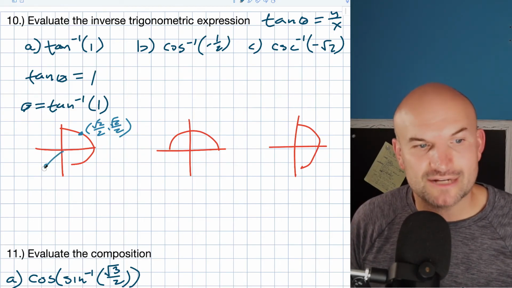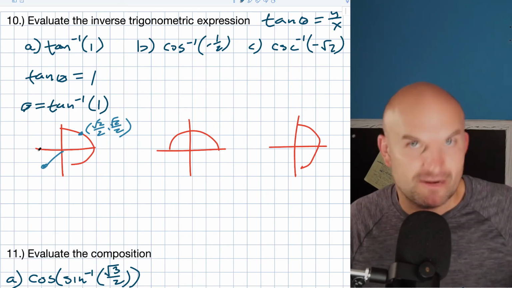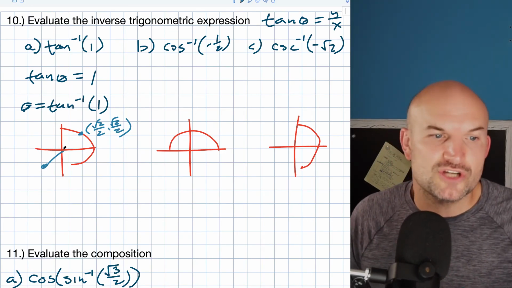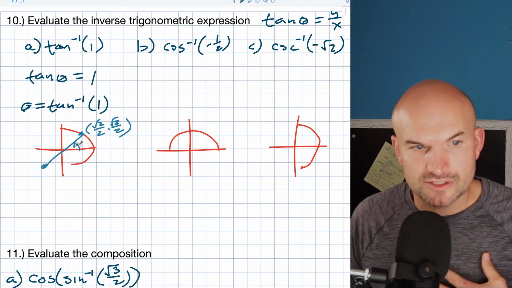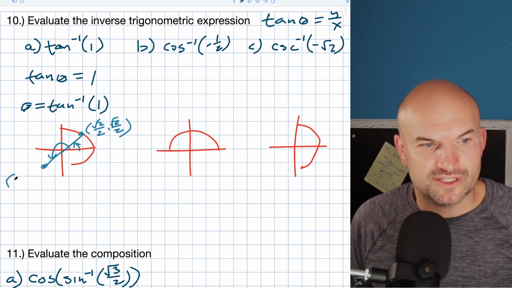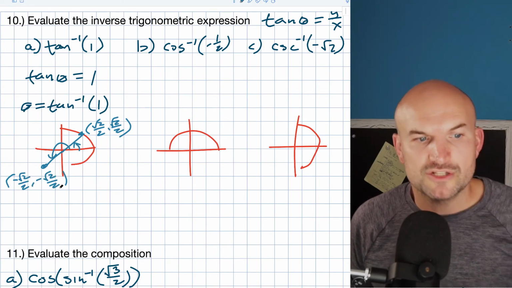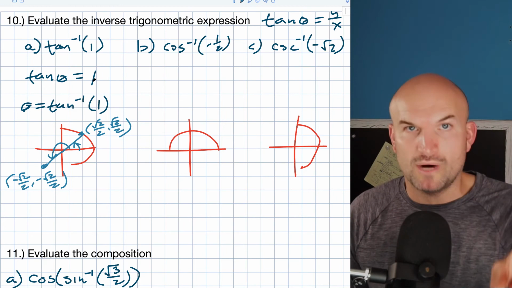I can't use this angle over here because you can see that's not within the restriction. I can't use 3 pi/4. And the reason why is, don't both of these angles, when you take y/x, let's look at this one, negative square root of 2 over 2, comma, negative square root of 2 over 2, don't both of these angles give y/x equal to 1? Yes.